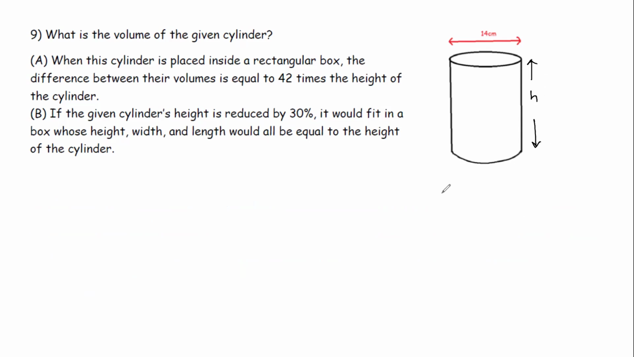So in order to know the volume of the cylinder, remember the cylinder has a volume of base area into height. That's the volume of the cylinder. Pi r square, the circular base area, pi r square into the height. Now, when the cylinder is placed inside a rectangular box, the difference between their volumes is equal to 42 times the height of the cylinder.